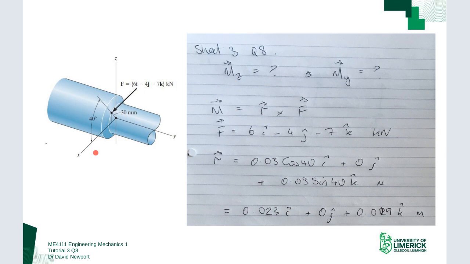Another way you can do this, which we've done in class, is where you look in from the respective axes. But in this example, I'm just going to do it in terms of the i hat, j hat, and k hat using the vector cross product approach. So I need to define the vector R and the vector F. The vector F we have already, that's 6i hat, minus 4j hat, minus 7k hat. And that means I need to now work out what the vector R is.